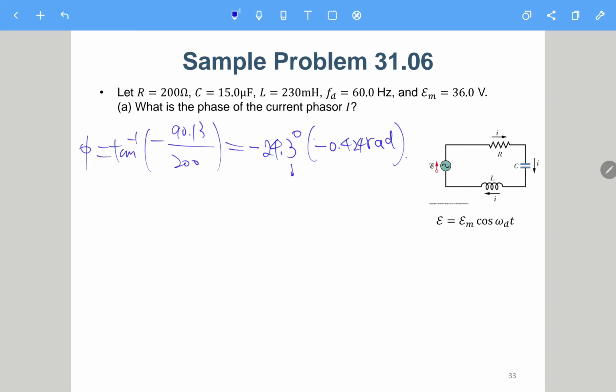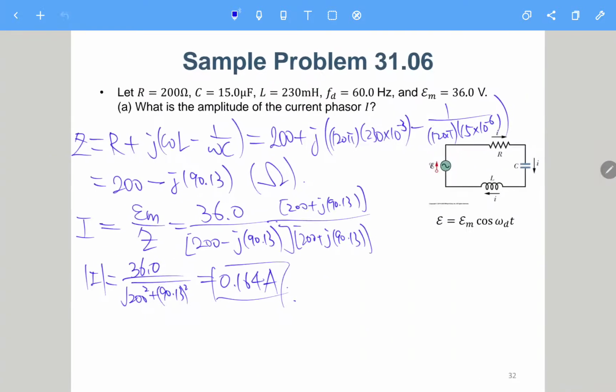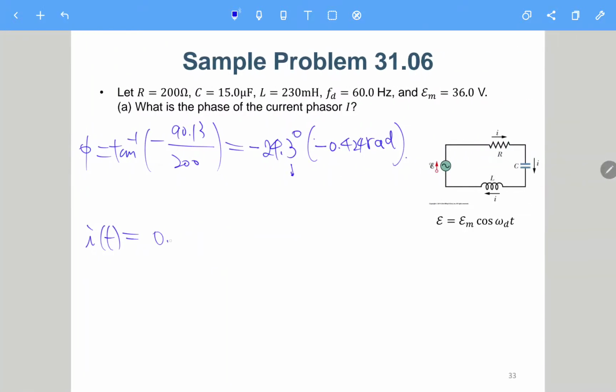And of course, with the amplitude and the phase, you can write the I of t to be 0.164 cosine (120 pi t minus 0.424). So this is the time domain one. If you really need to write the ODE, then it will become very tedious to find all these things.